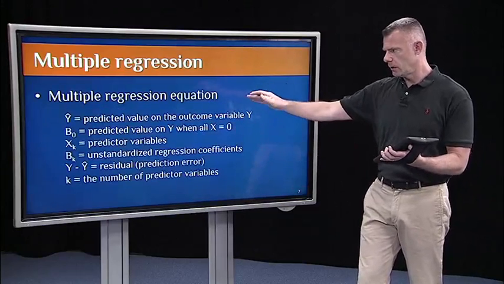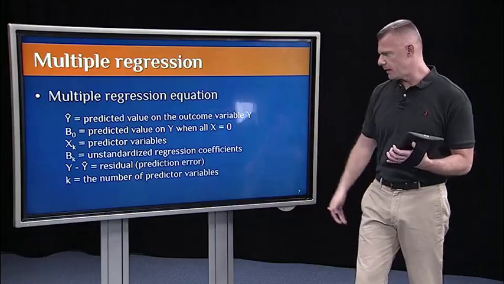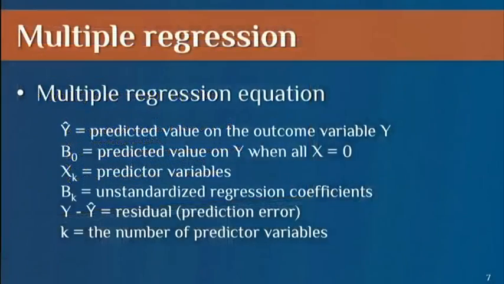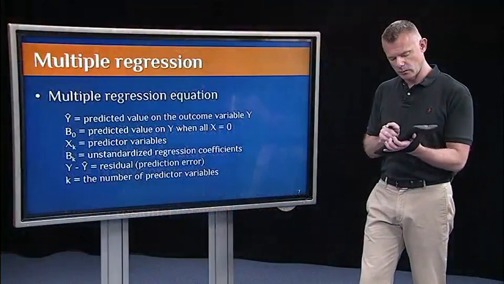To be clear, we're going to have a predicted value on the outcome variable y. We still have a regression constant. That's just the predicted score on y when all the x's are 0. We have a bunch of predictor variables now, which means we're going to have a bunch of unstandardized regression coefficients. We still have residuals, so we're going to get one predicted score for each individual, and each individual has one observed score, so we just have one residual per person. And I'm using k here to denote the number of predictors in the multiple regression equation.